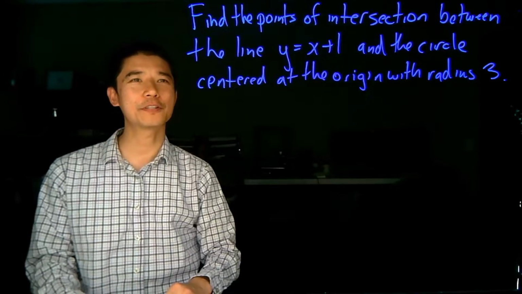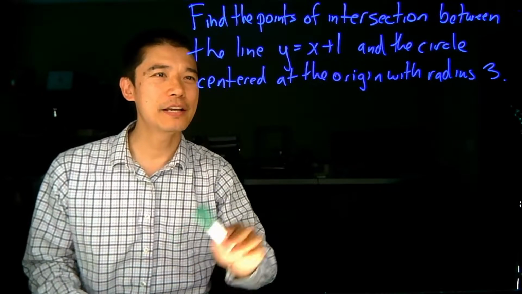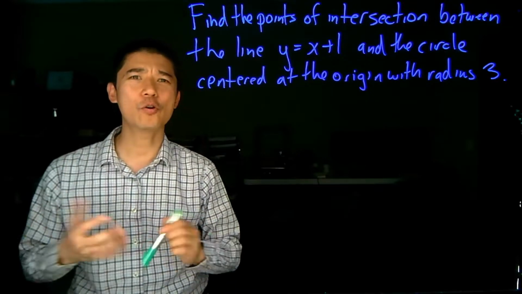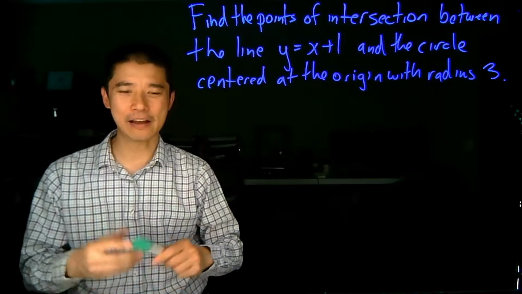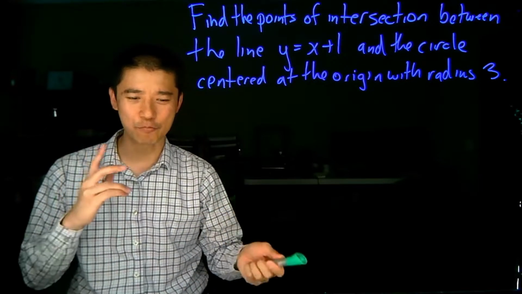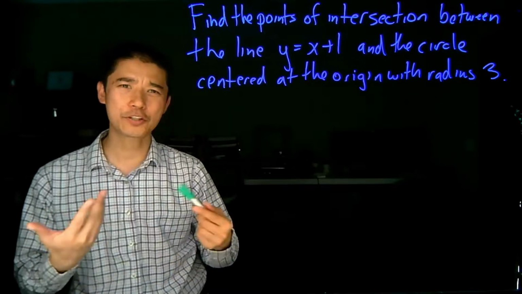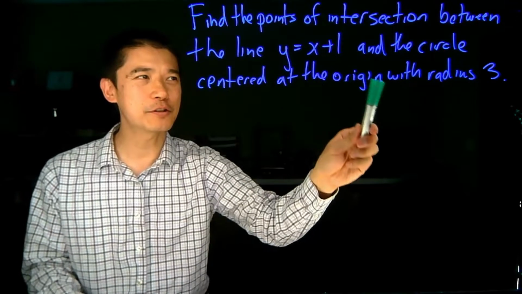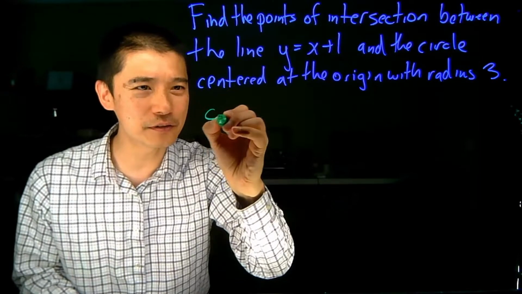So here's our first example. Find the points of intersection between the line y equals x plus 1 and the circle centered at the origin with radius 3. Now, what is our overall strategy going to be? Well, the general strategy is that we need to have two equations, and we're going to try to substitute one into the other to solve for x and y. In this case, we only start with one equation, the equation of the line, y equals x plus 1. We have a description of the circle, but we don't yet have the equation. So that's the first thing we need to do.